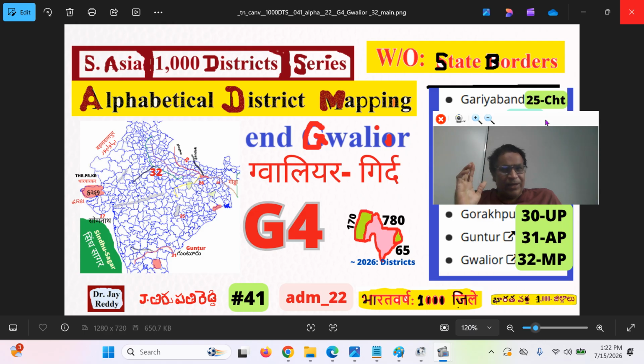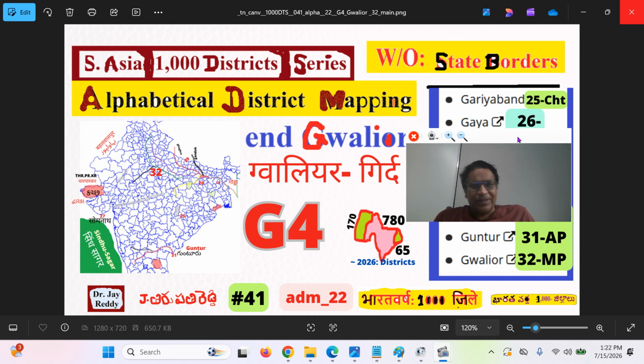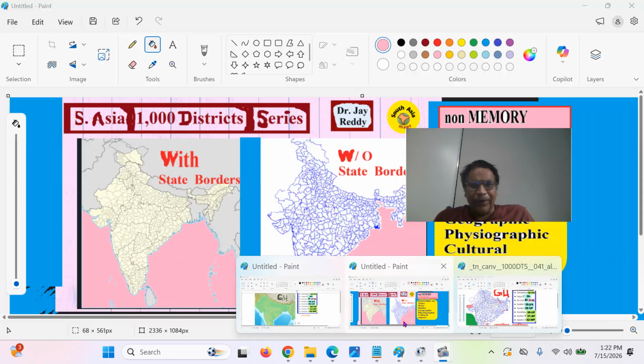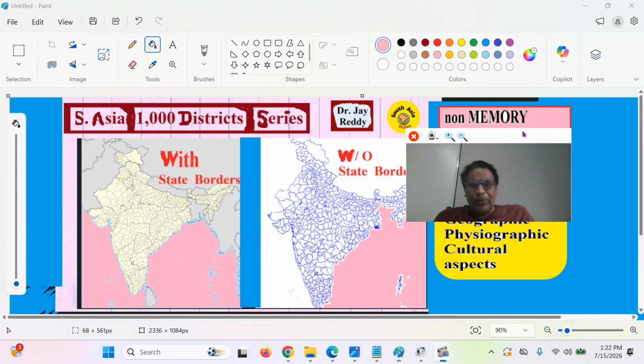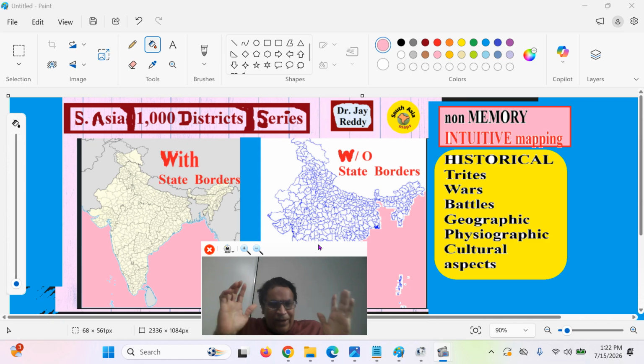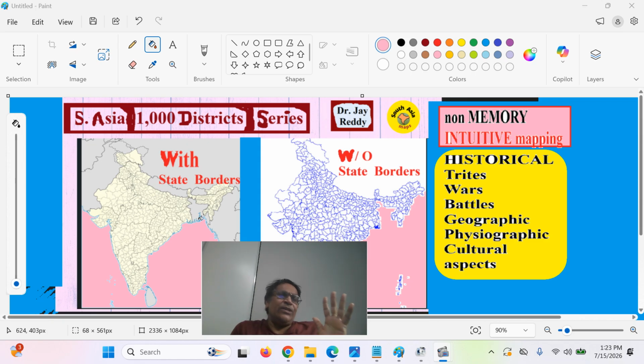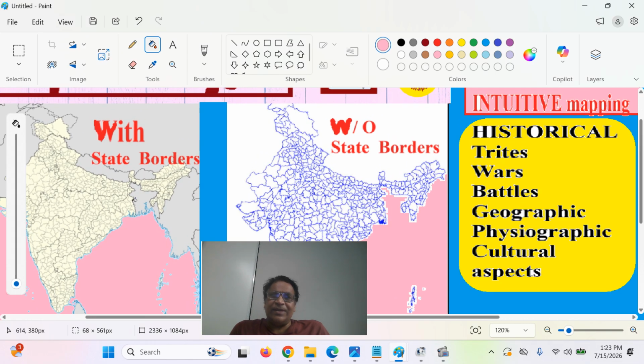It is in the historic Madhya Bharat region, the Gird region, the former princely state of the Scindia dynasty, the Gwalior region. Why is this series very unique and interesting, friends? If you have a state, you have districts with state borders, you can very easily map because the provincial borders themselves will form landmarks.